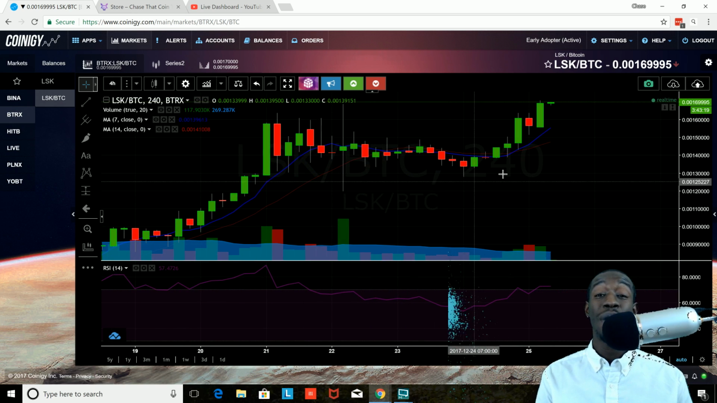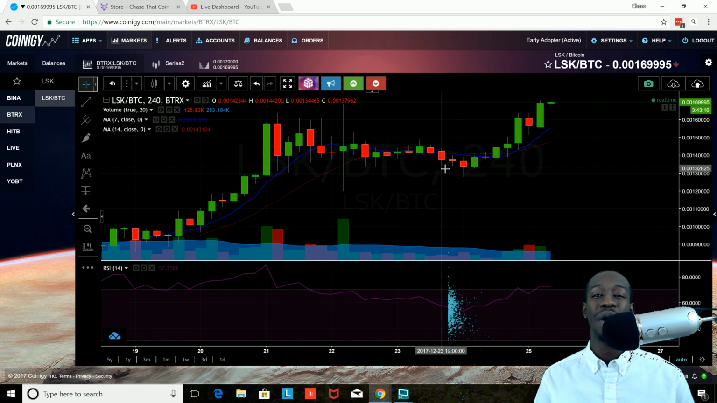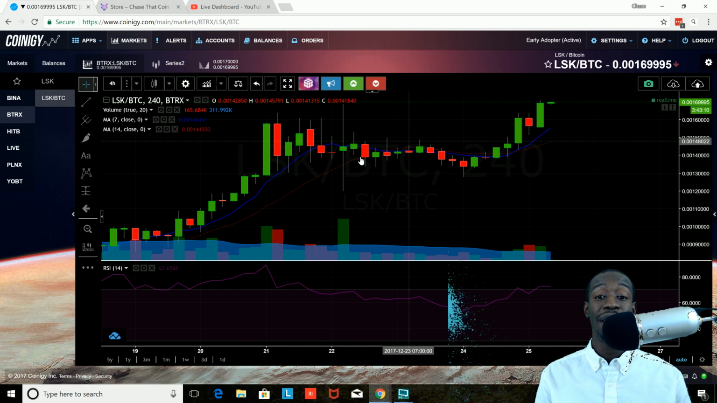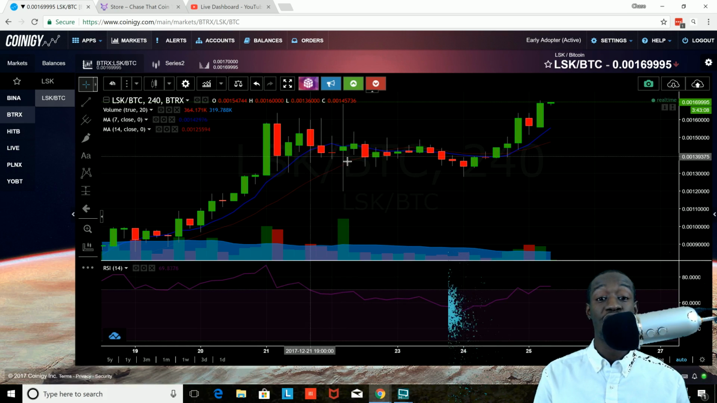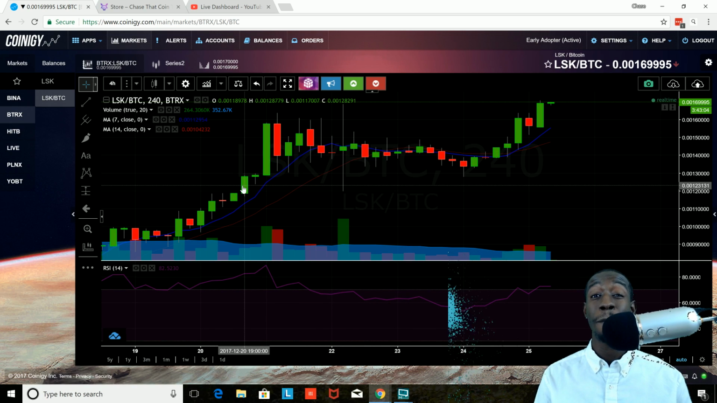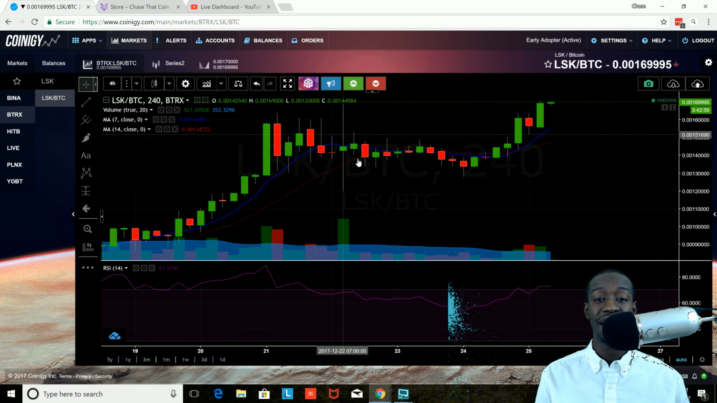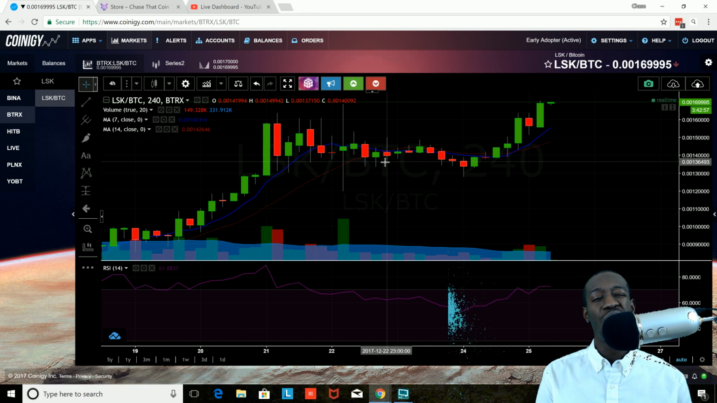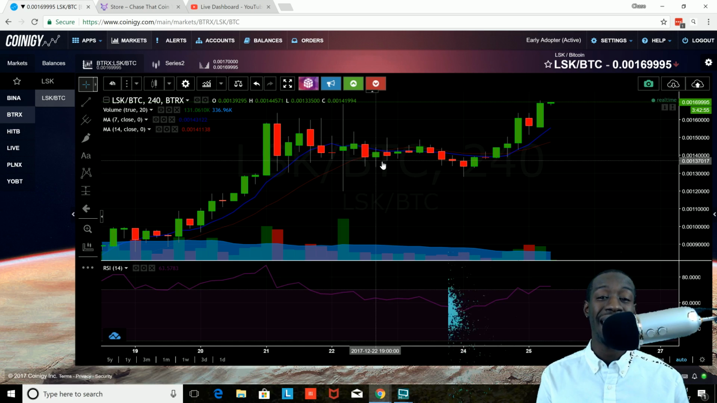So that's the way that you would enter. And like I said, if you want to exit, you have to wait for a crossing. Another way that you can use it is as a form of support or resistance. Let's say you got into the market off of a bullish crossing, and the market now breaks below both of the moving averages. You can use that as a sign to get out.